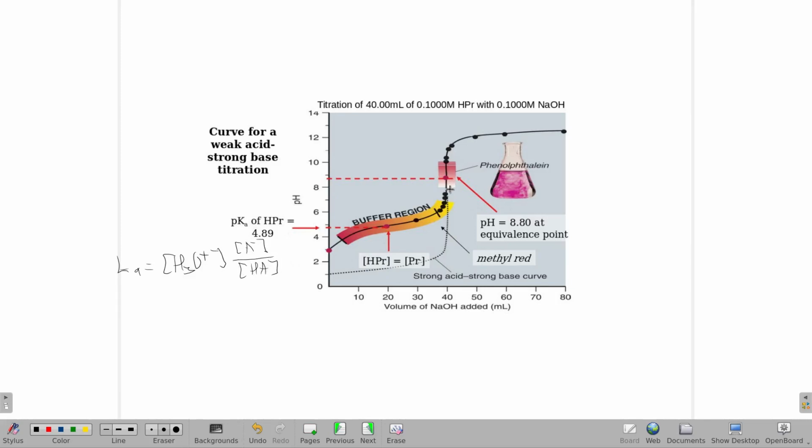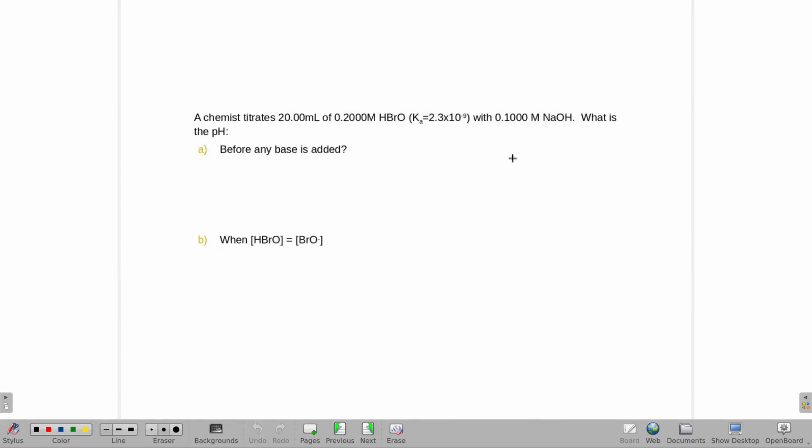But we're going to figure out how to calculate this whole thing with some formulas and such. And we're going to do that now. So I have a weak acid, HBrO, and I give you the Ka of it, and we're going to titrate it with NaOH. And my first question, very easy one by comparison to the rest, is what is the pH before any base has been added? Well, that really is just what's the pH of a concentration of a weak acid.